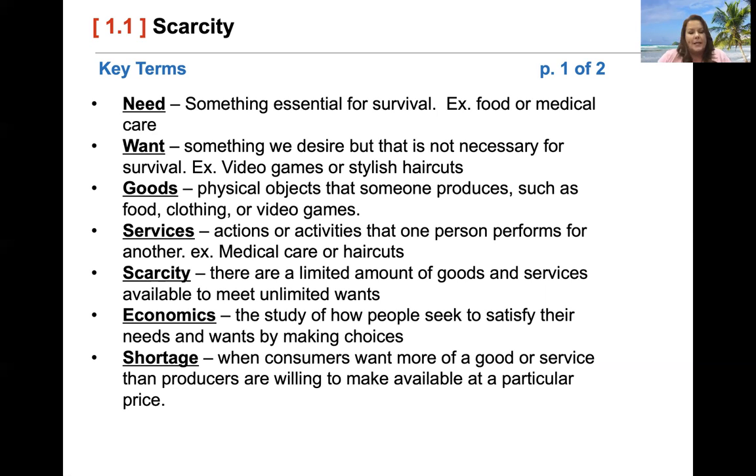Now, scarcity. This is the whole concept that there's a limited amount of goods and services available to meet our unlimited wants. And you might say unlimited wants. I'm going to give you this scenario. If I gave all of you a genie in a bottle and it granted you unlimited wishes, would you ever stop wishing? And usually in a classroom setting, there'll always be someone that goes, oh, me. And I'm like, you'll get to a point you stop wishing.